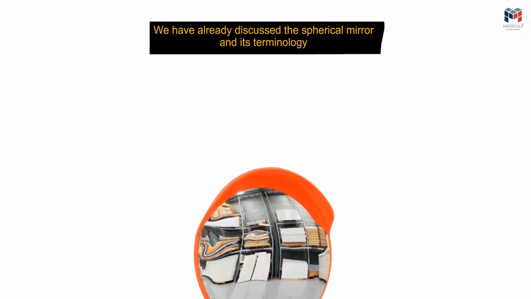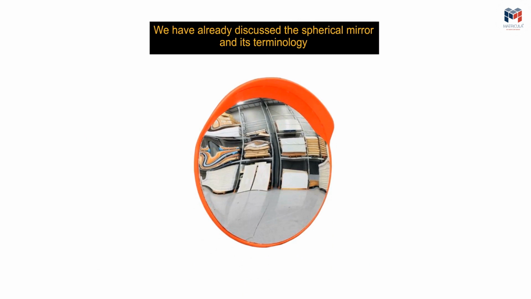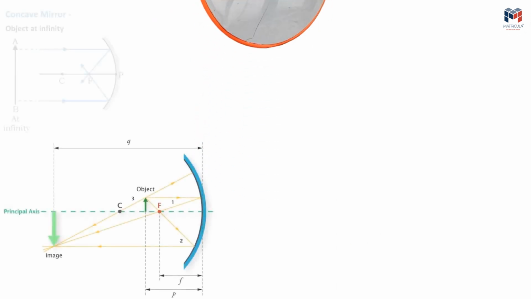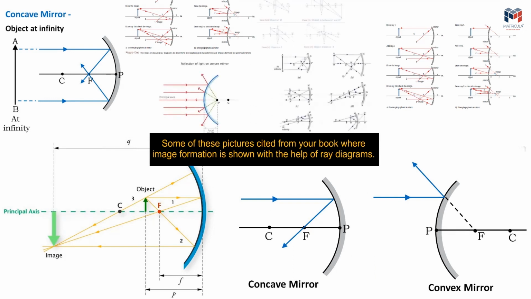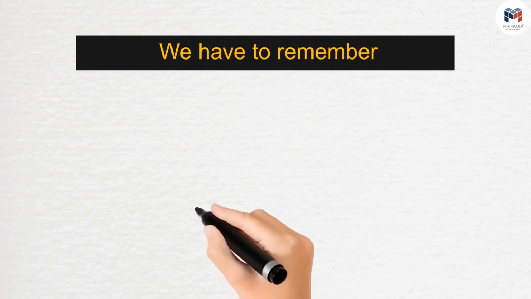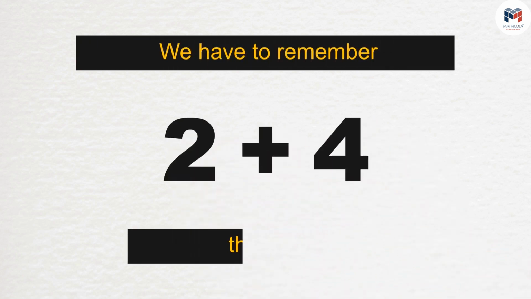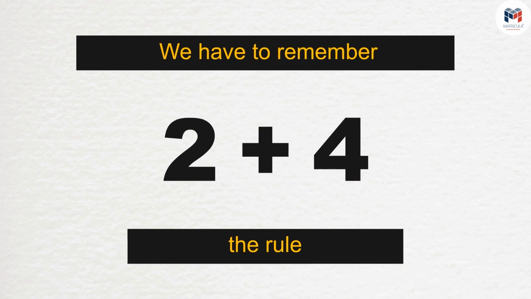Let's move forward. We have already discussed the spherical mirror and its terminology. Today we will discuss representation of images formed by mirrors and the cases of convex mirrors. You must be familiar with some of these pictures from your book, where image formation is shown with the help of ray diagrams. To understand these diagrams, we have to remember the rule of 2 plus 4, where 2 is the number of rays and 4 is the number of cases.